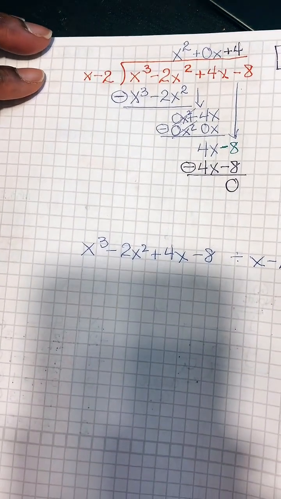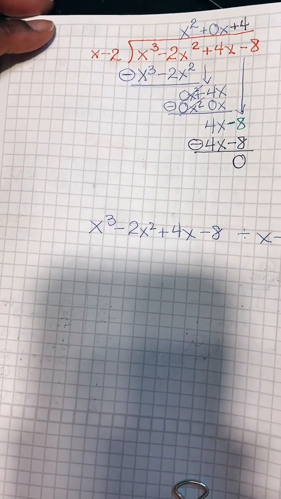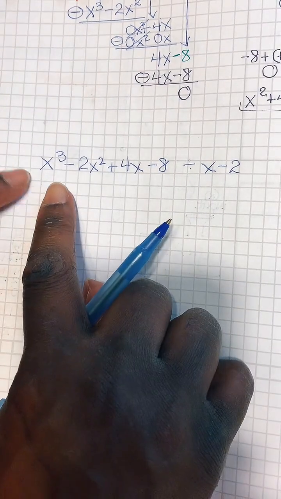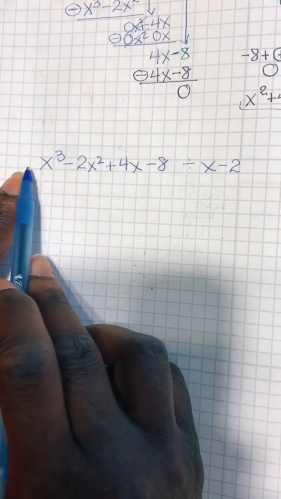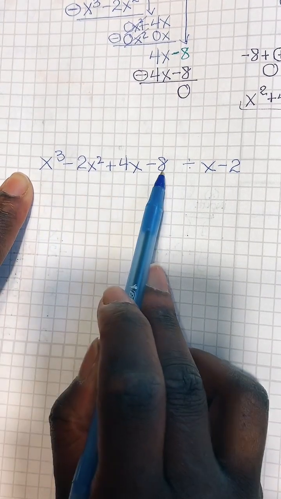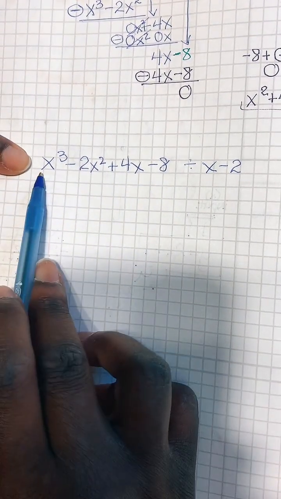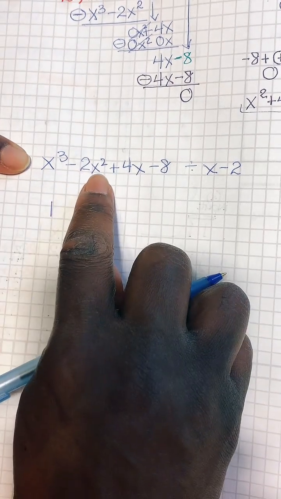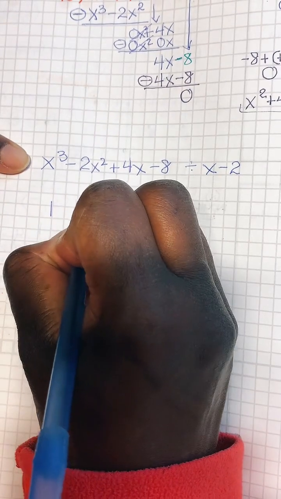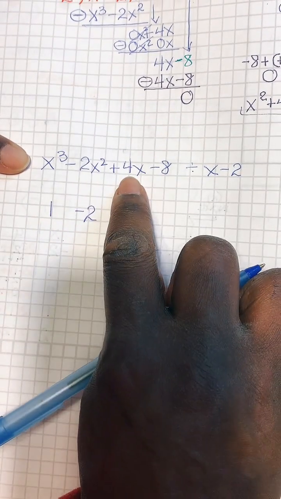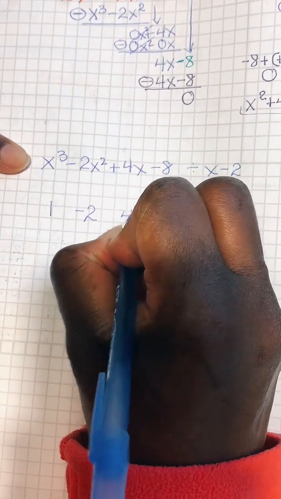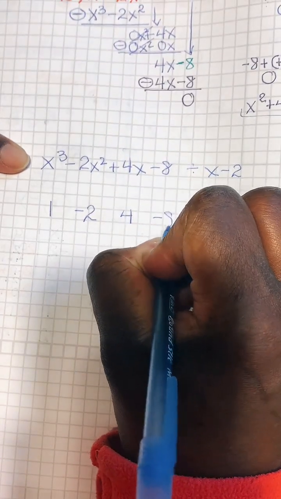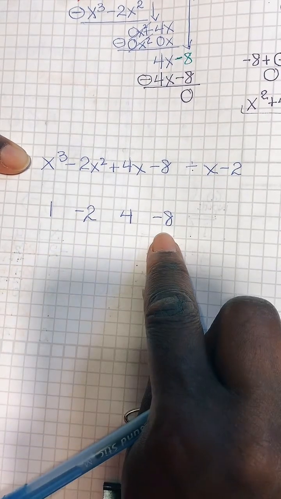Now, what synthetic division does, it just basically takes the coefficients. The coefficients are the numbers in front of the variables. So in front of the x cubed is a 1. In front of the x squared is a negative 2. In front of the x is a 4. And then the constant, a negative 8. Do we all see where I'm getting these numbers from?